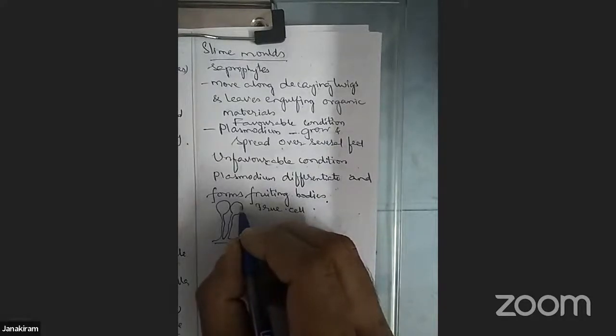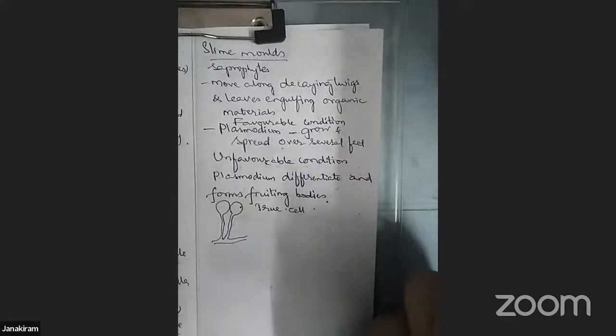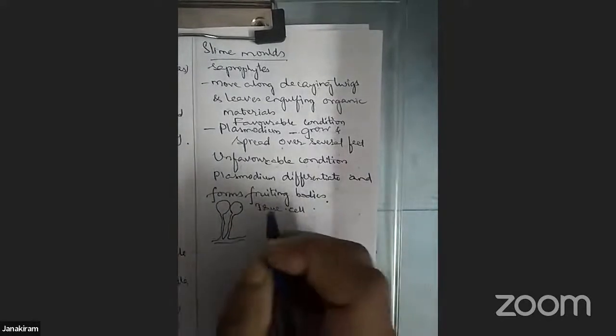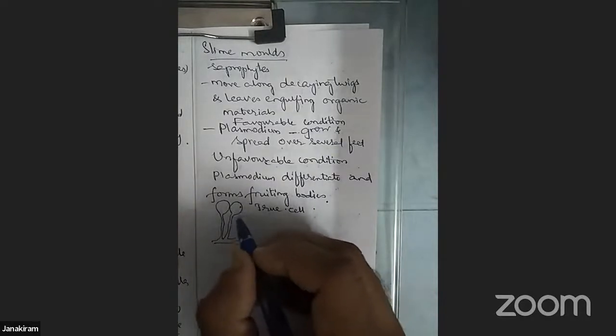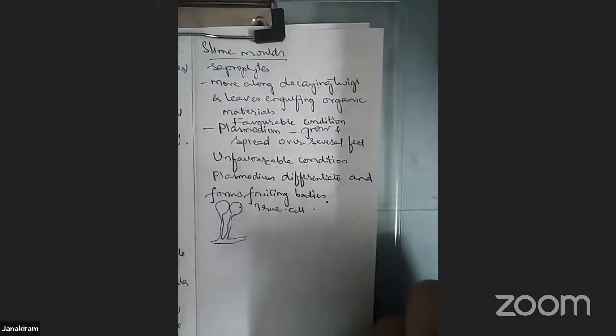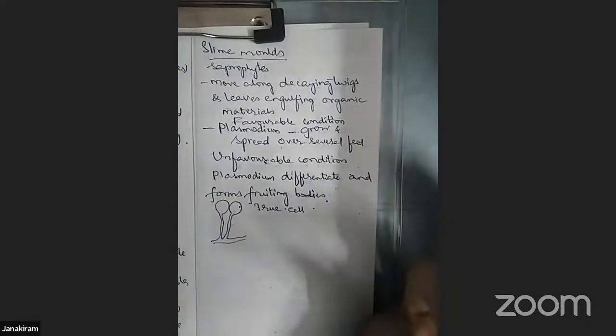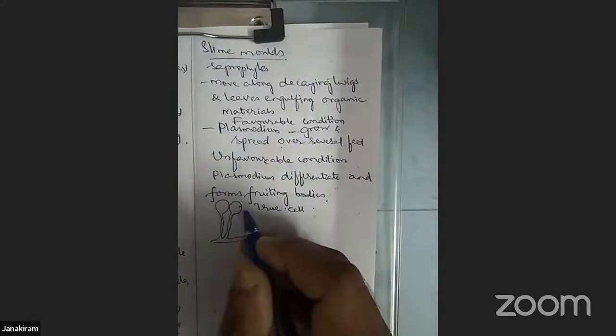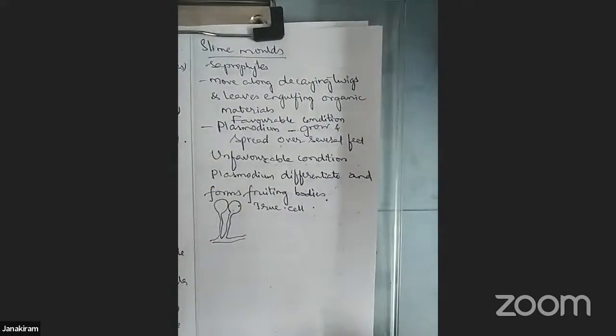And they are extremely resistant and survive for many years, even under adverse conditions. Okay, and the spores which have been formed here are dispersed with the help of air currents. And whenever they fall on a suitable substratum, they start germinating and give rise to new slime molds.